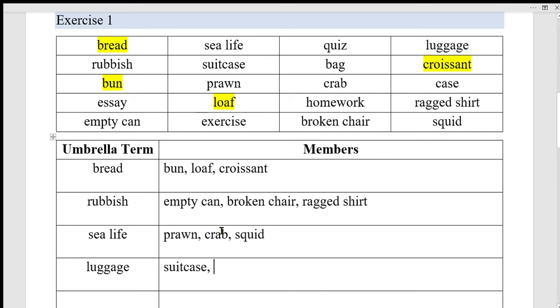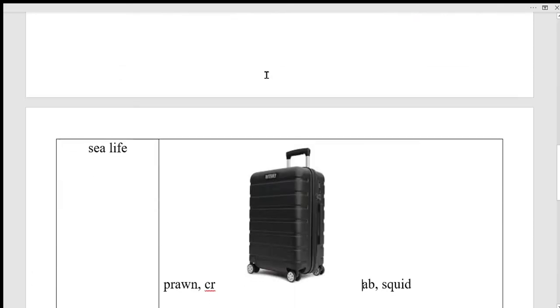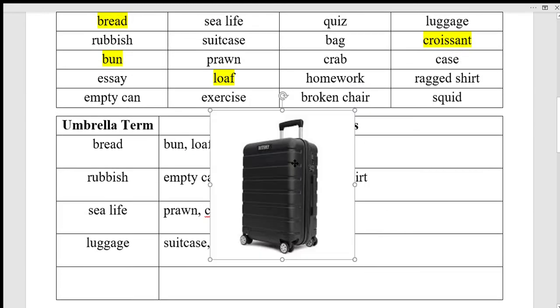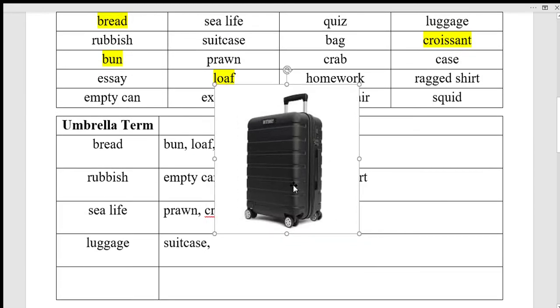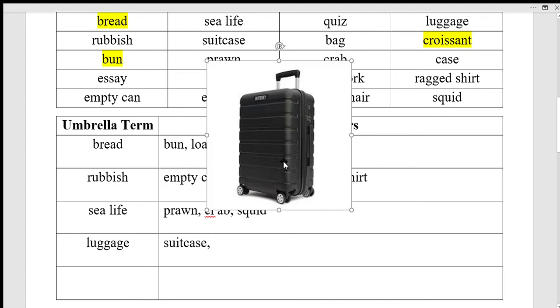Okay, so this is suitcase. I believe you can see the picture here. Yeah, so this is a suitcase. For suitcase we can count. This is part of luggage. Suitcase adalah sebahagian daripada luggage.